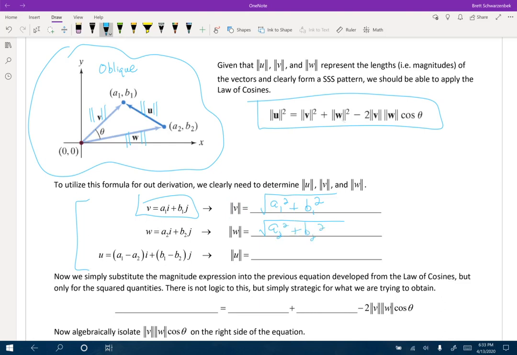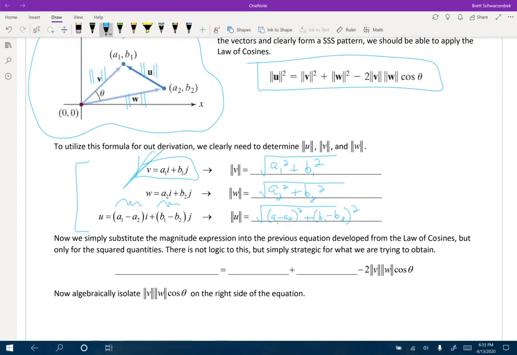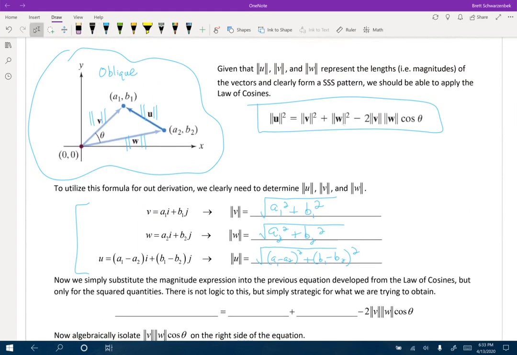If we go to u, instead of it just being a single a and a single b, now we have quantities that need to be squared. So the magnitude of u is going to be the square root of a1 minus a2 squared plus b1 minus b2 squared. Okay, a lot going on here, I know, but what's interesting is now if you look at these formulas here and then this original formula that we came out with, look what we have right now. We actually have that v is this, so let's put it there.